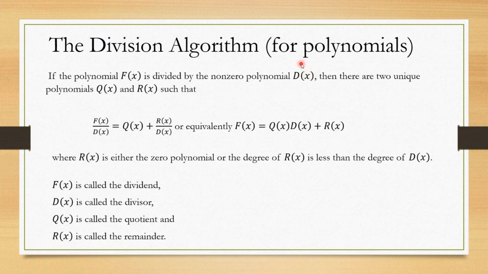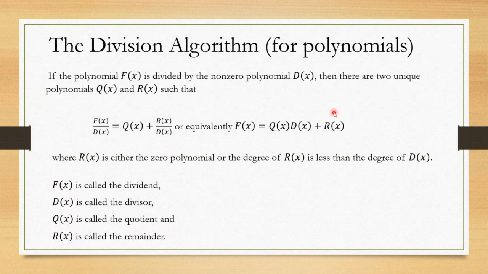Then it turns out there are two unique polynomials, Q of x and R of x, such that this is true: F of x over d of x equals Q of x plus R of x over d of x. Or equivalently, f of x, you can write that as Q of x times d of x plus R of x.